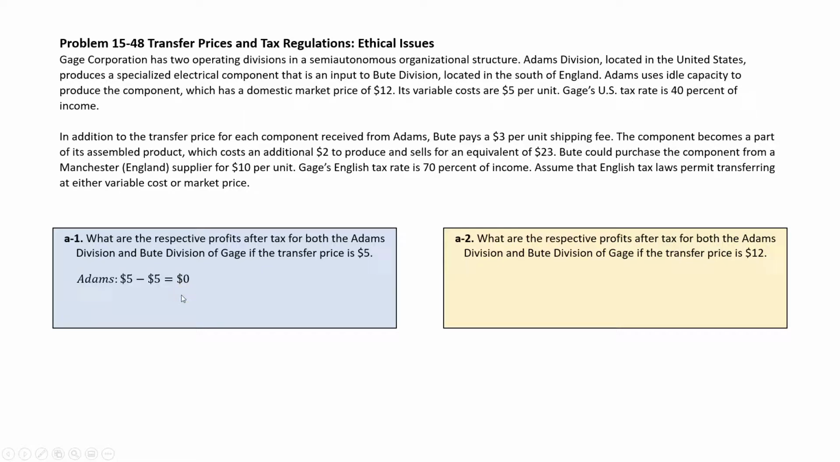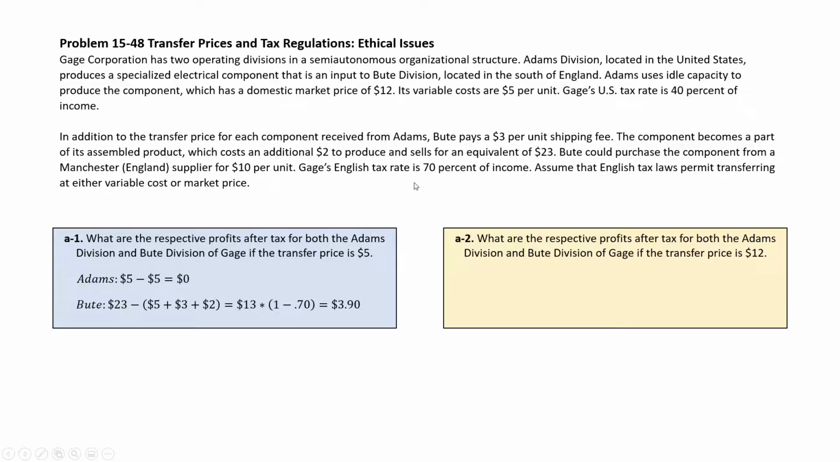For Adams division, it's pretty easy. If they charge $5 for the component and their costs are $5, then they make no profit. So I don't need to figure out taxes. They're not making profit. On the other hand, for Butte division, if we go back up here, they sell the final item for $23, and I need to subtract out any costs. I'm going to do this before tax first. Well, their costs would include the $5 transfer price, $3 for a shipping fee, and an additional $2 unrelated to that particular component. So before tax profit would be $13.